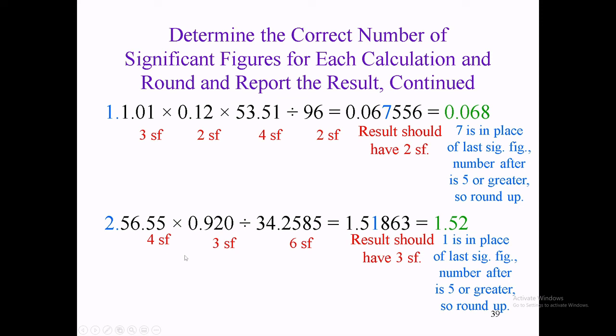Again, here we had 4, 3, and 6 significant figures in our values. We know we're limited by this 3. We come over here, 1 sig fig, 2 sig figs, 3 sig figs. Again, we look to its immediate neighbor. That's an 8. We need to round up. This value is 1.52.